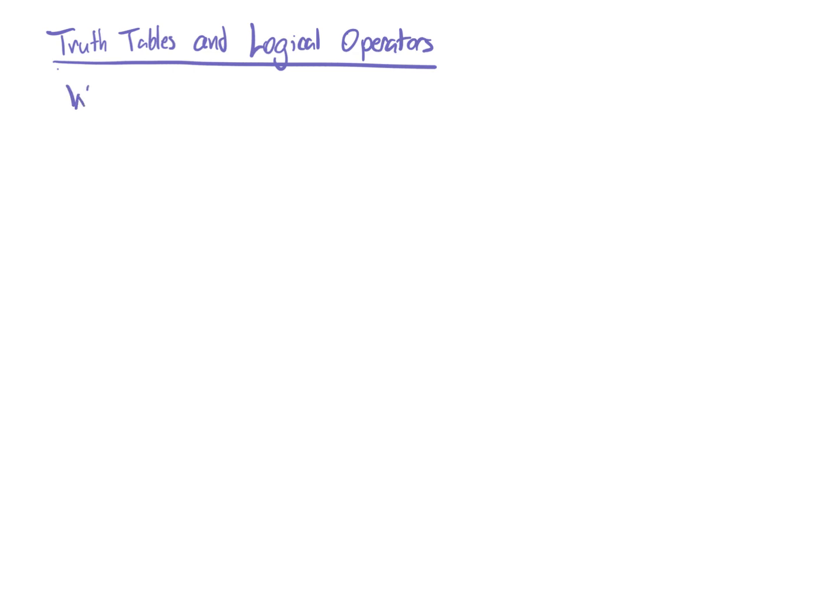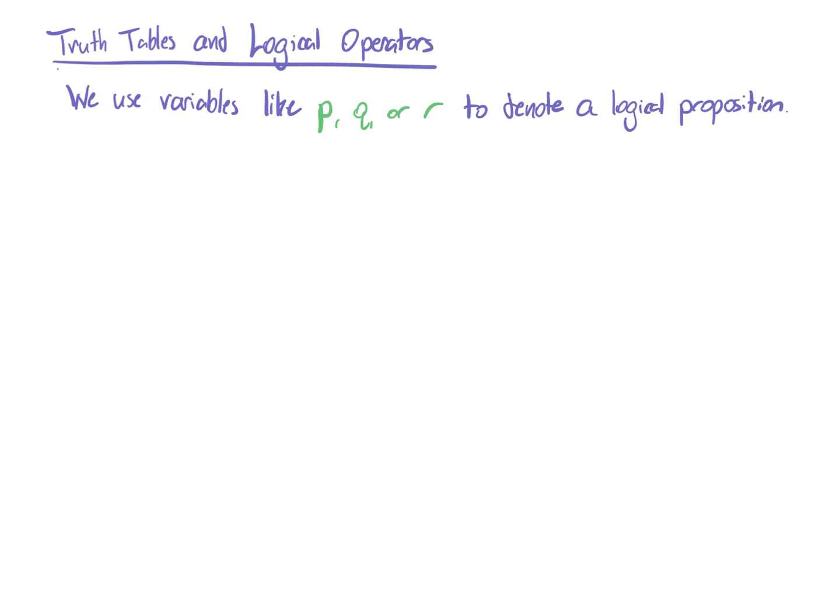So we use variables like P, Q, or R to denote a logical proposition. So maybe P would be the proposition that I wore a red shirt on September 2nd, or Q would be the proposition that all humans are mammals.